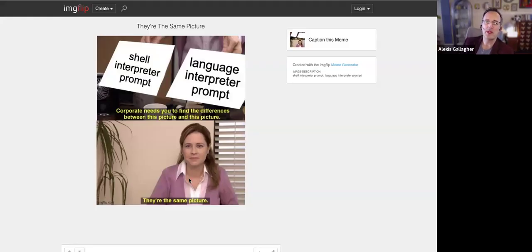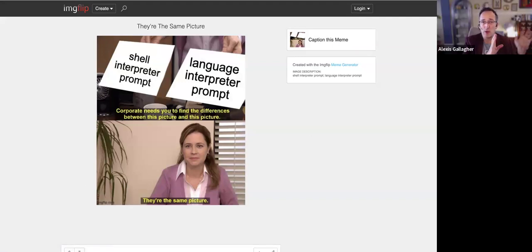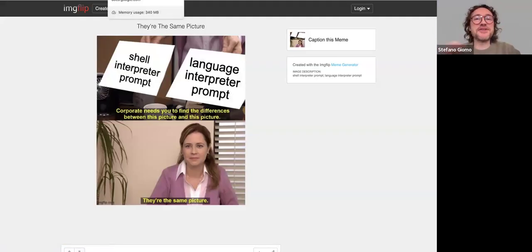Okay, so this is what I think. Corporate needs you to find the difference between this picture and that picture. I refuse to play along. It's the same picture. Okay, on one side, you have a shell interpreter prompt called bash, where Claude Code can write commands. And on the other side, you have Python, the most general possible.